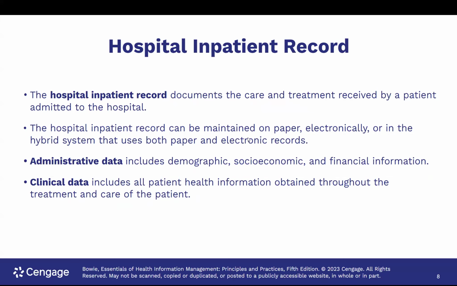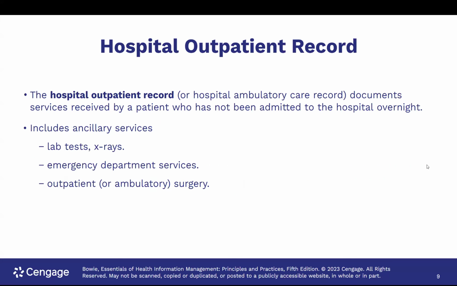Hospital inpatient records, of course, document all the care and treatment received by a patient while they're in the hospital. That goes from the time of admission to when the discharge instructions are read, the discharge summary is completed, and the patient's discharged. It includes both clinical information about the treatment and care of the patient and administrative record information, their demographics, their payer information, their socioeconomic information.